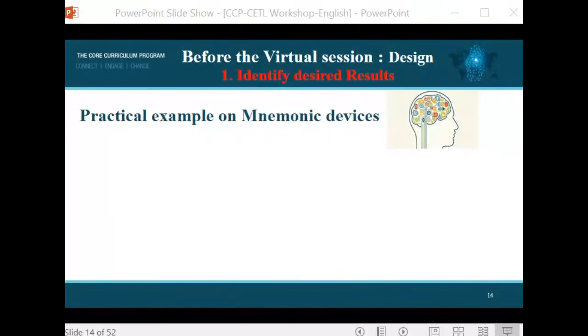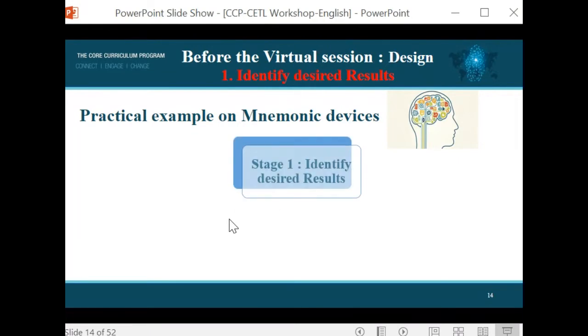So I tried to apply this first step to the design of my virtual session on mnemonic devices, which is the topic that we teach in University 100, and which refers to the different techniques of memory. The setting of learning objectives goes through here: transfer.